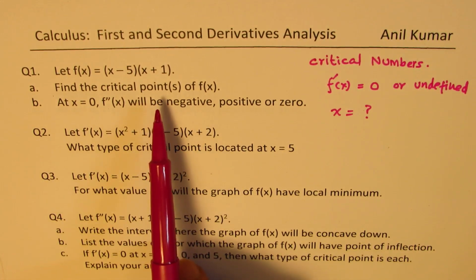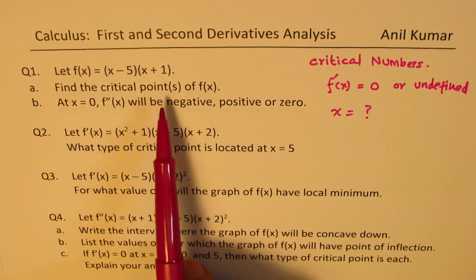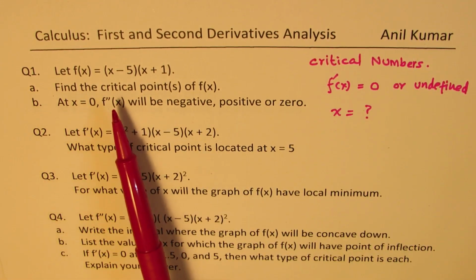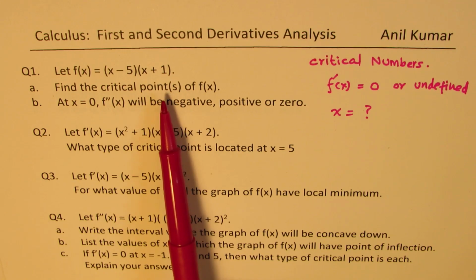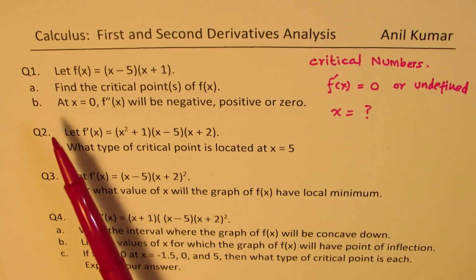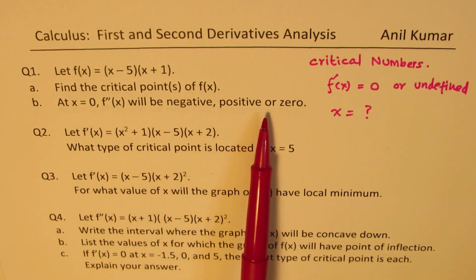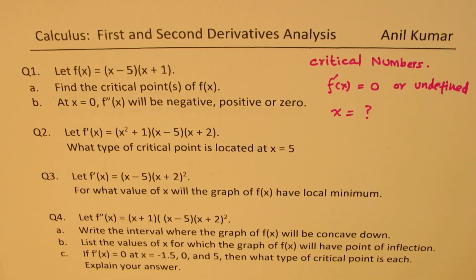When we say critical point, you have to list the value of y also, right? So that's the difference. So first question, you have to find the critical points. That means both x and y value. At x equals 0, second derivative will be negative, positive or 0 for the given function.